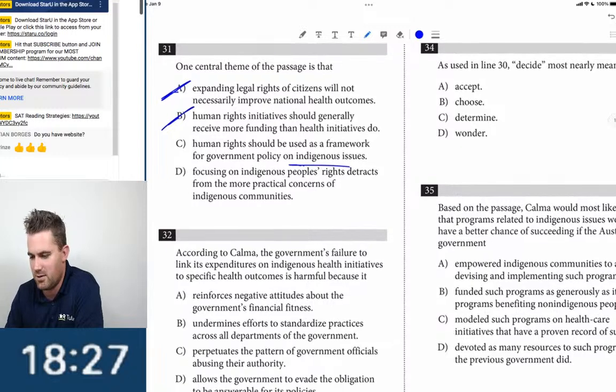My phone alarm. Human rights should be used as a framework for government policy on indigenous issues, focusing.